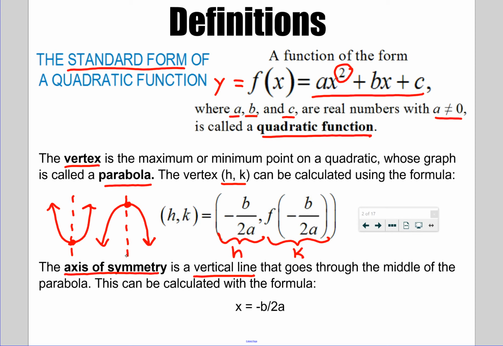Because it cuts it in half, it's always going to go through the vertex, and because the vertex is calculated using the formula negative b over 2a, it's also the same formula we use to calculate the axis of symmetry. We put an x equals in front of it because it's always a vertical line, and that's the equation of vertical lines if you remember that from before. X equals is vertical, y equals is horizontal.